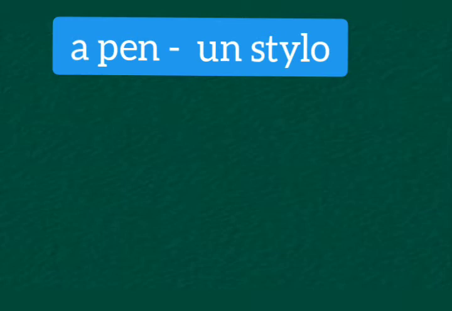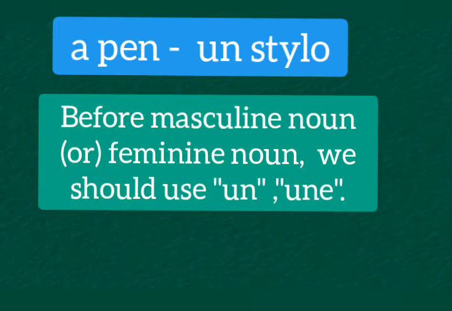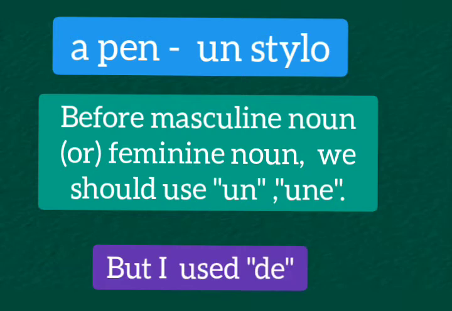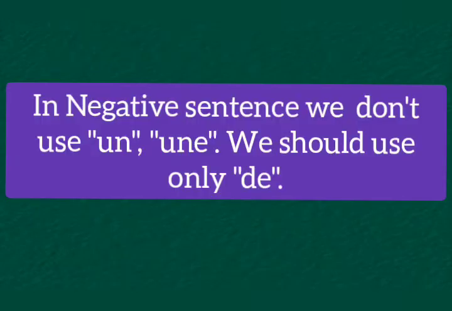In this word, I use un because this is a masculine noun. Before a masculine or feminine noun, we should use un. But here I use de because in a negative sentence we don't use un. We should use only de.